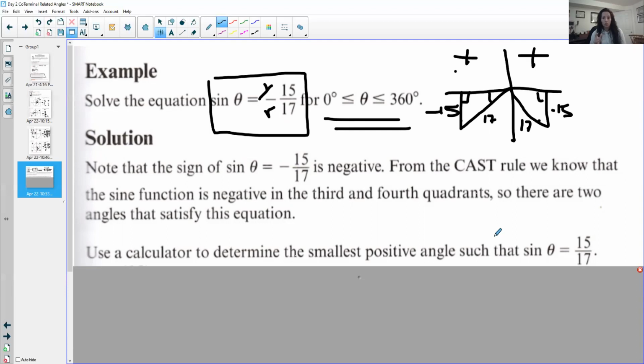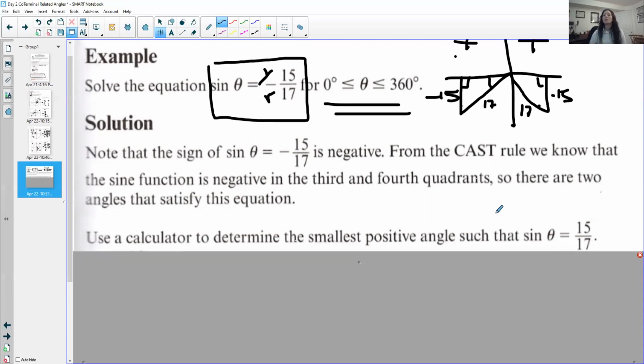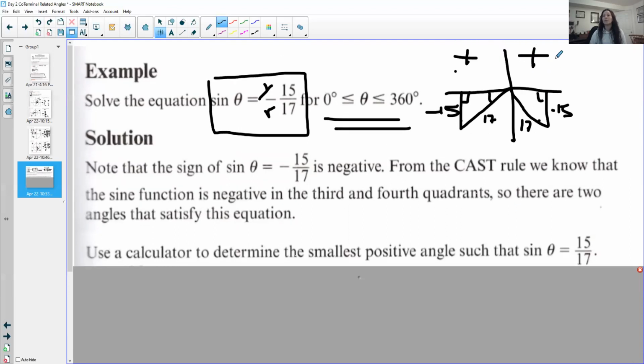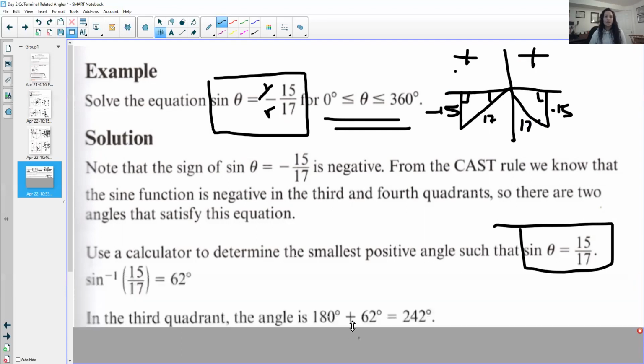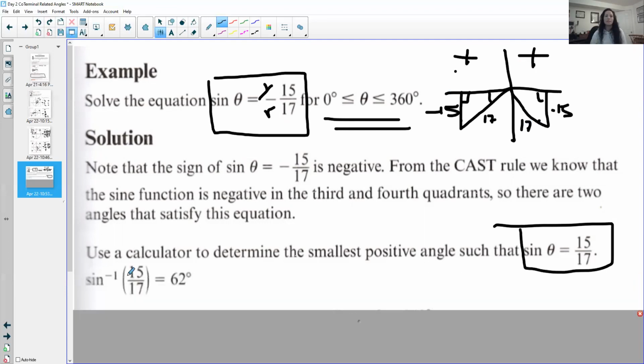Our calculators struggle with the negatives, so what I want you to do is ignore the negative. Pretend, because the smallest angle that we'll deal with is the one in our first quadrant, and then we just reflect it where we need. So sine of theta equals 15 over 17, just ignore the negative. Use the inverse sine to find theta. Just plug it into your calculator. You should get 62 degrees.